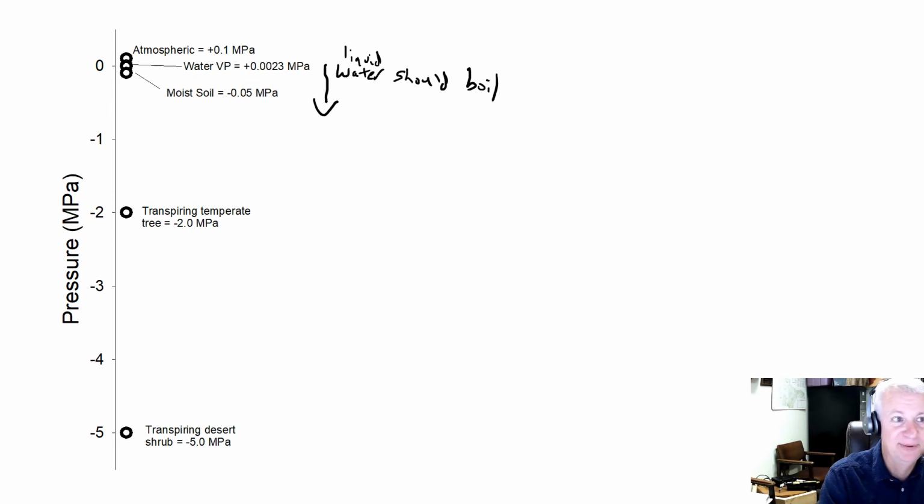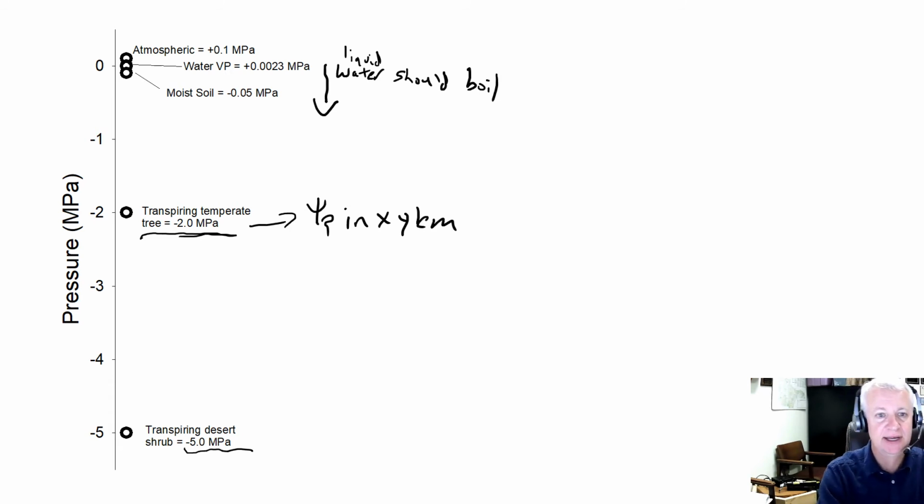But it doesn't. We know that, for instance, the water potential of moist soils is about -0.05 megapascals. We know that a transpiring temperate tree might have a water potential of about -2 megapascals, and some desert plants can have water potentials down to maybe -5 megapascals. One way to think about this is psi p, the pressure potential in the xylem. Not only is it below the vapor pressure of water, it's negative, so it's very much below. So this is really an unusual situation in nature.